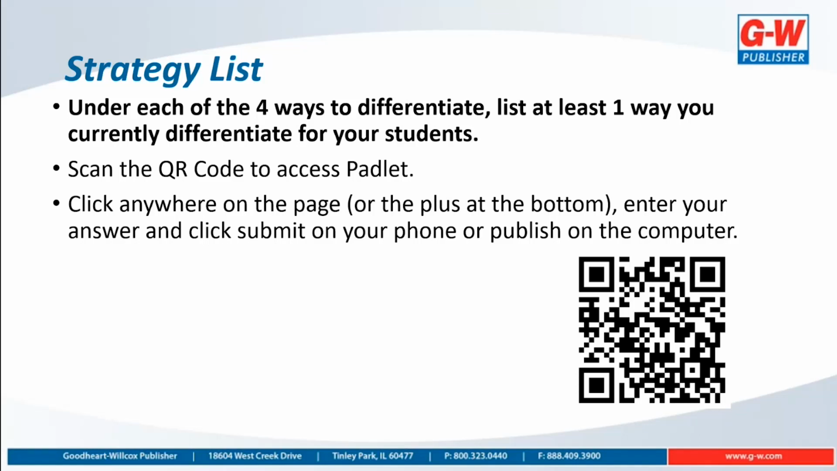This Padlet is going to list 4 categories that we just talked about. And under the categories, you're going to list different strategies you currently use for each of these. So remember, content is you knowing their prior knowledge and meeting them there. Process is engaging them in different ways. Product is how they show they understand. And then the learning environment is your classroom setup. So how do you already utilize this in your classroom?